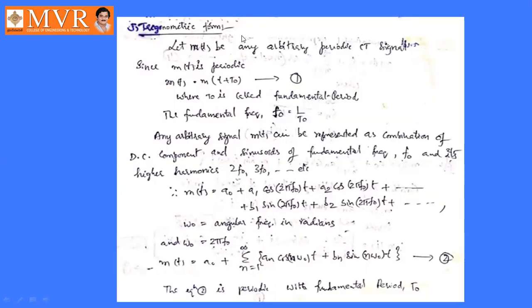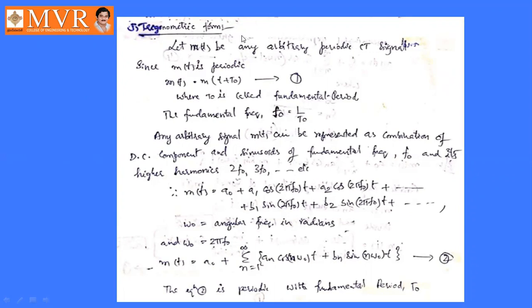If we take the trigonometric form, the arbitrary signal m(t) can be represented as m(t) = m(t + t0), where t0 is the fundamental time period, and f0 is the reciprocal of the fundamental time period, that is the fundamental frequency, f0 = 1/t0. So m(t) can be represented as a combination of DC component as well as harmonic components, or sinusoids of fundamental frequency f0 and its higher harmonics f0, 2f0, 3f0, like that.